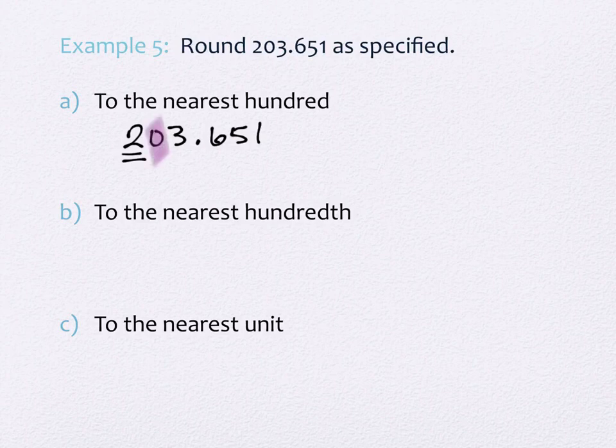Let me use a highlighter. If it's a 0 or up to 4, what we would say is we round down. What we mean is we round the entire number down. So this number is going to be, because I'm talking about the hundreds place, either a 200 answer or a 300 answer. It's one of the two, because 203 is between 200 and 300.